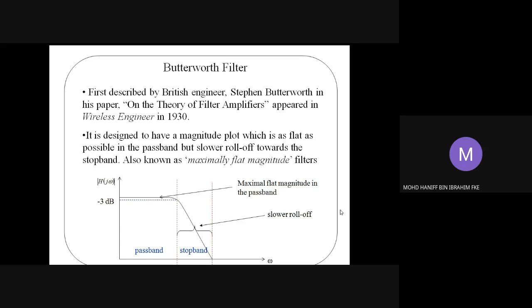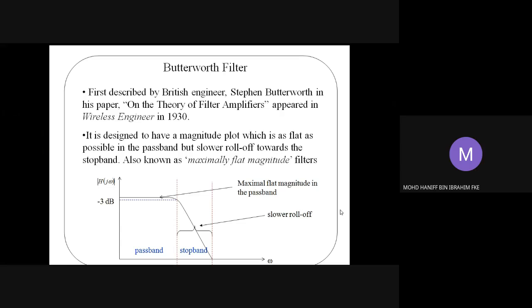The Butterworth filter was invented by a British engineer named Stephen Butterworth, so the filter's name is after his name. This was in 1930, so it was 80 or 90 years back. It was a long time ago.